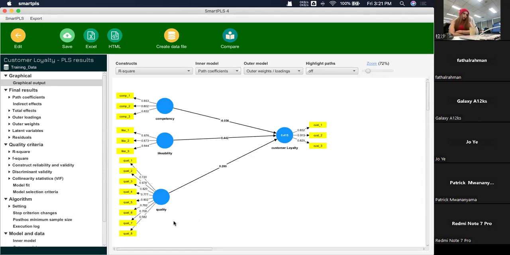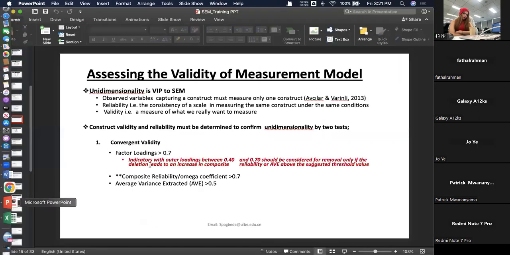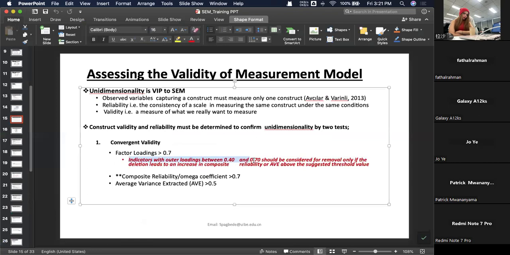Now, we don't just go ahead and delete them because they are lower than 0.7. There is a sub-condition to this condition. And this is a condition here. It says I should only consider deleting those factor loadings that are between 0.4 and 0.7. I should only consider their removal only if, when I remove them, there will be an increment in the composite reliability or the average variance extracted.